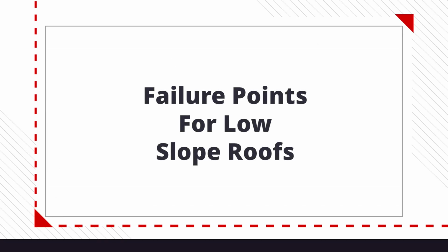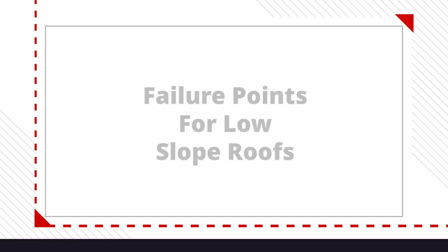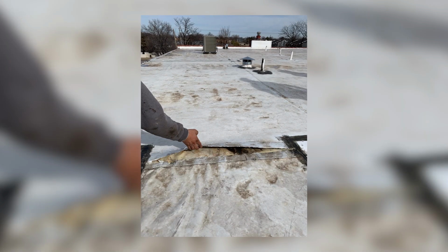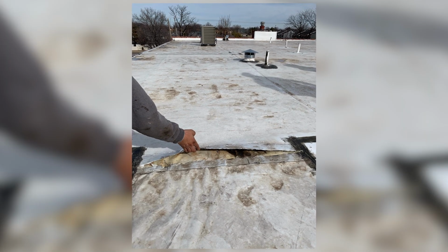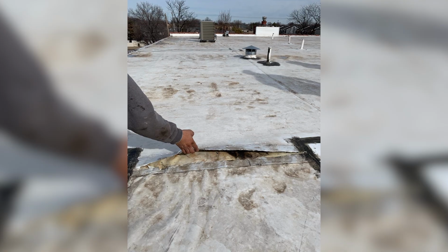Leaks on a low-slope commercial roof are most likely to occur at the seams of the membrane, whether that's a mod bit, EPDM, TPO, or at any penetration through the roof or a roof-to-wall transition. So your seams, really important. That's where they overlap. Eventually those can degrade over time and water can get into your roofing system.